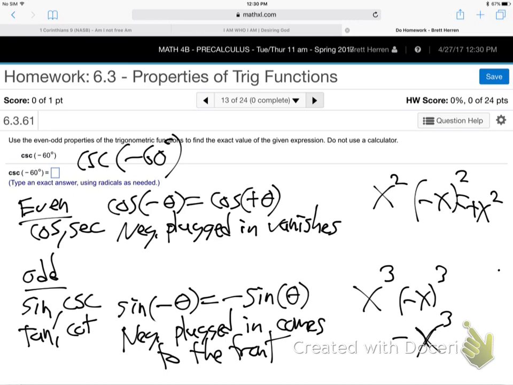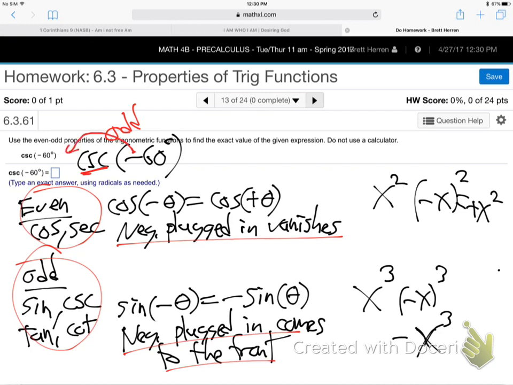So with all of that said, that'd be a good thing to write on your 3x5 card or memorize. Even is cosine and his upside down. Odd is the other four. And even means negatives vanish. Odd means negatives come to the front. Okay, so cosecant is odd. So where's that negative going? Is it going to vanish or come to the front?